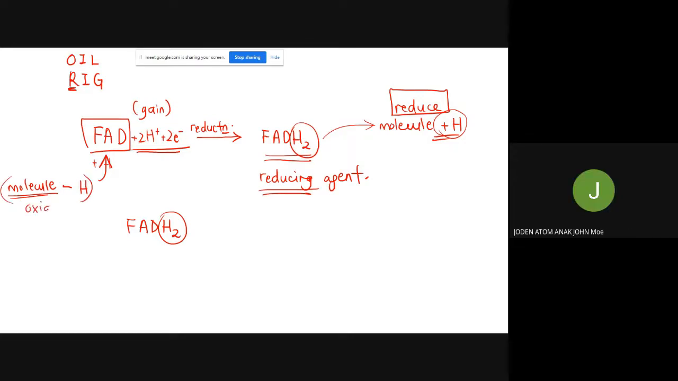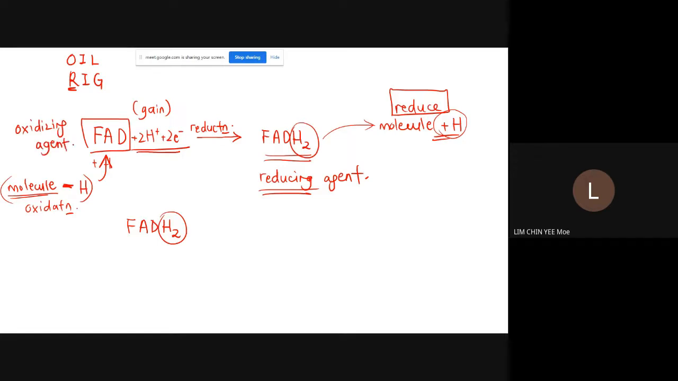Oxidation. Very good. Oxidation. FAD, dia boleh buatkan molekul tu oxidation. Dia boleh buatkan molekul ini lose hydrogen. That means dia ialah agent yang buatkan benda lain oxidize. So, FAD is the oxidizing agent.